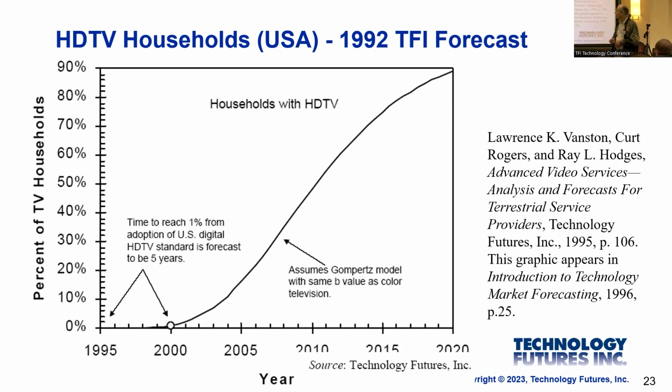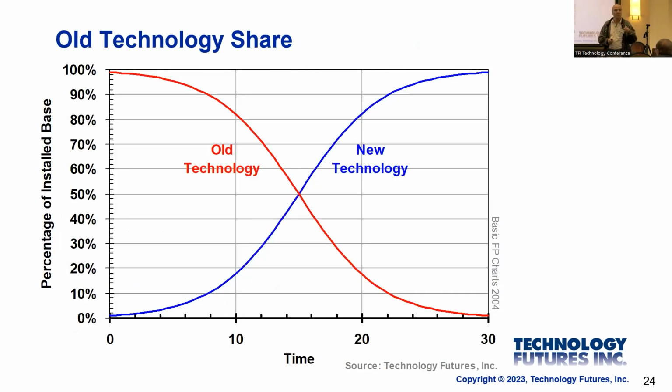Now, another key fundamental of this is the blue line here, our S-shaped curve. This one's the Fisher-Pry, and you can see the adoption pattern. But if you take 100% minus the percent new technology, you'll get the percentage old technology. And so that's what the red line is. It's just 100% minus whatever the blue line is. And that gives you basically the survivor curve, if you will, of the old technology.